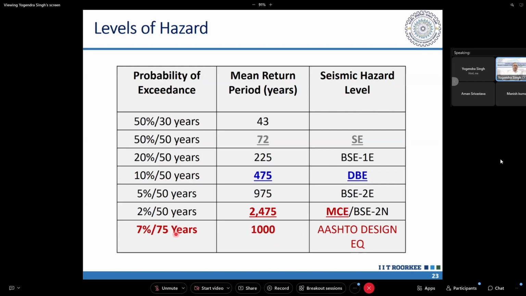And if you compare this into 50 years, because here bridge life is considered as 75 years, building life is considered as 50 years. So if it converts into equivalent, then the 7% in 75 years is same as roughly 5% in 50 years. So what is used in AASHTO in design is this 5% in 50 years in place of 10% in 50 years, what is given in our code. So AASHTO is designing the bridges for higher return periods or higher intensity of shaking as compared to our code.